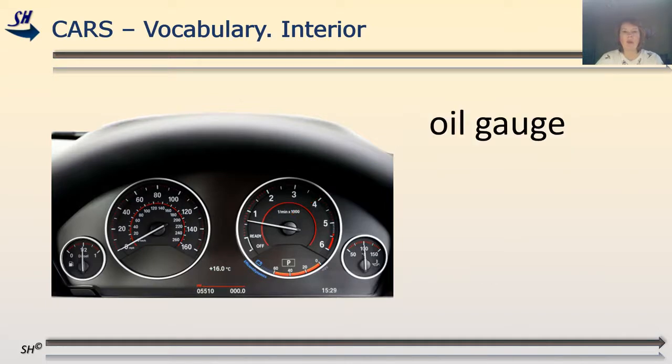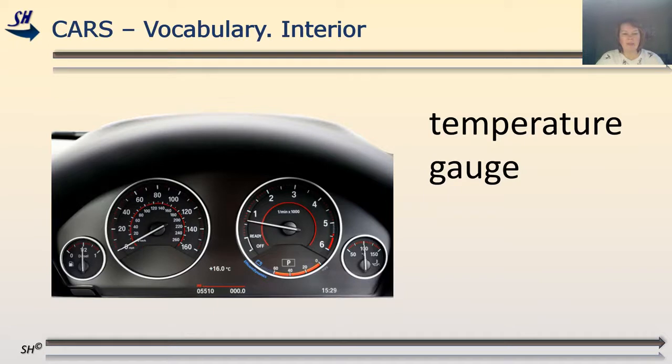The next one is oil gauge. This indicator shows if you need to fill up your car with oil or you are okay at the moment. The next one on this panel is temperature gauge, which shows the temperature outside, right? How cold or warm it is outside.